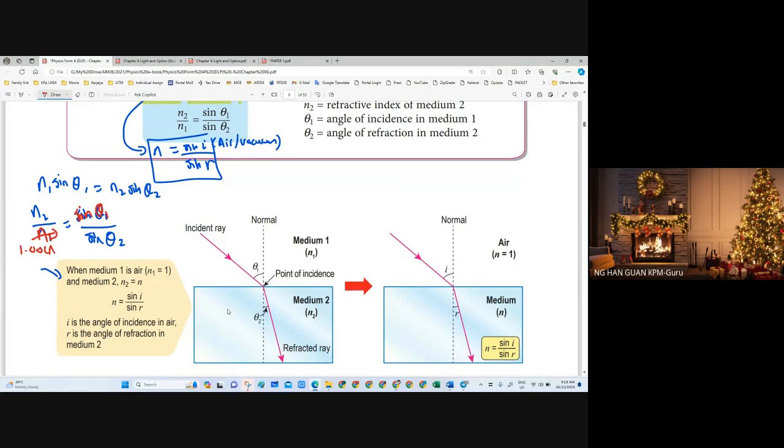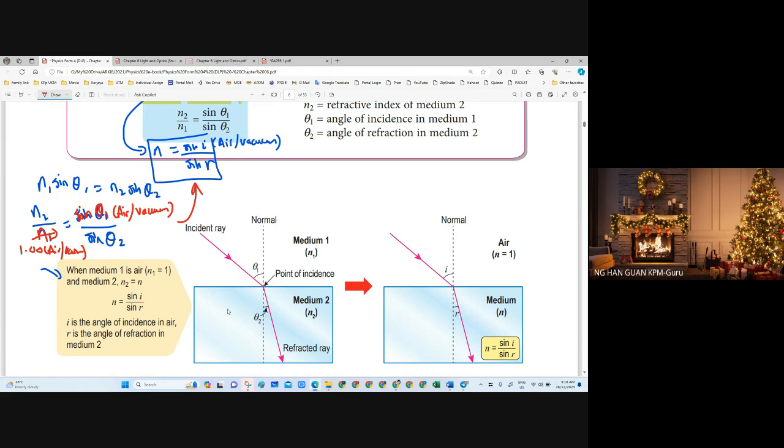In this case, if medium one is air, 1.00, which is air or vacuum, then this theta must be the angle that we measure from the air or vacuum. Therefore, because N2 divided by N1 is the refractive index of air and vacuum, it is equal to 1. Therefore, the formula can be simplified, because dividing by 1, we don't need to show it.